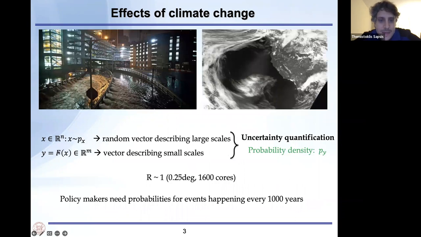So for the effect of climate change, the problem again is similar. You have some random vector describing the large scales, and this is obtained by GCMs, global circulation models, to a good degree. And then you have another vector describing the small scales. For a climate model with good resolution of 0.25 degrees with 1600 cores, the ratio R, which I described before, is close to one. So one day of simulation takes one day of computing time. And policymakers, again, need probabilities for events happening once every 1,000 years, right? So this is, again, another variation of the problem.